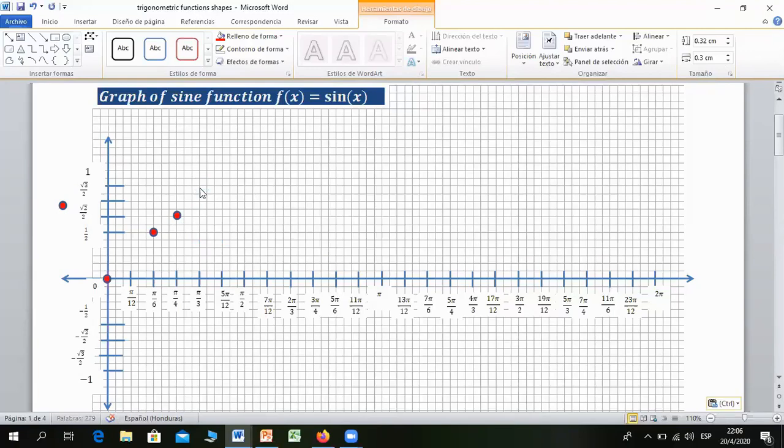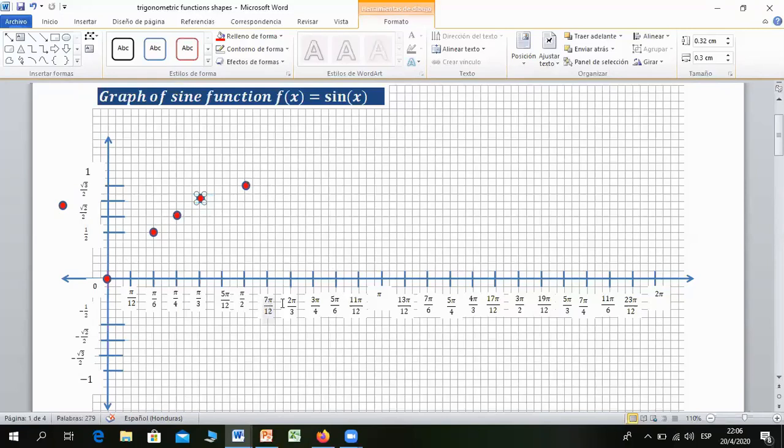What happened with 5pi/12? Okay, 5pi/12 is not on the list, but pi/2 gives me exactly 1. I think one is that one. Yes, so I think this is wrong. This one goes in here. Yeah. And as I told you, the shape of sine starts going up and then starts going down.